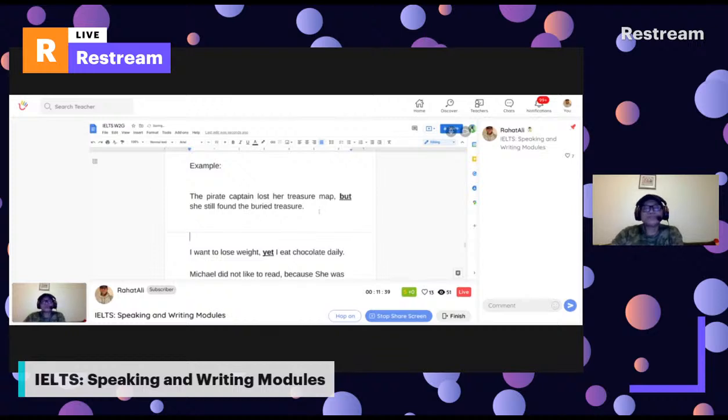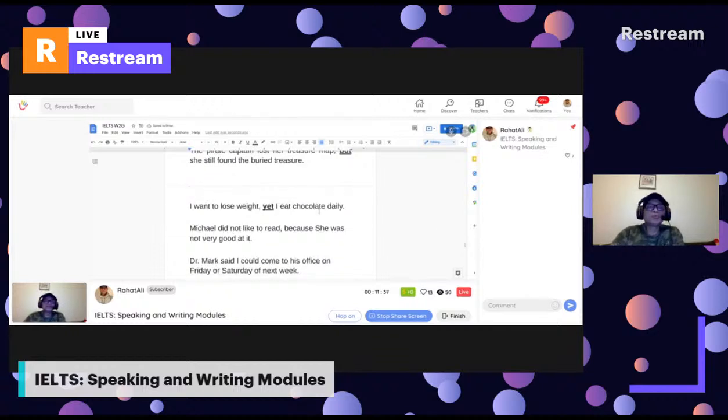Second example is: I won't lose weight yet. I eat chocolate daily. I want to lose weight. "I want to lose weight" is an independent sentence, a complete sentence. And "I eat chocolate daily" is another complete sentence, but it has been connected with the word "yet."